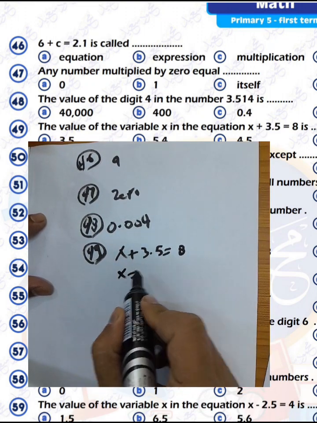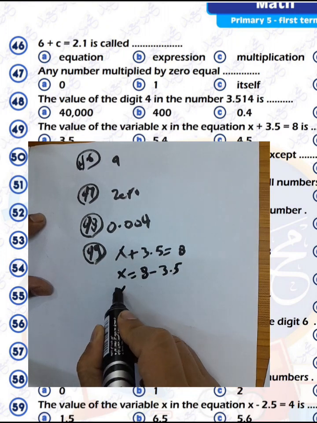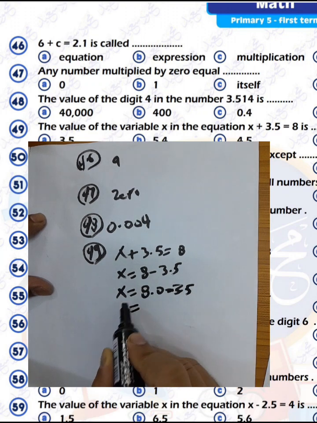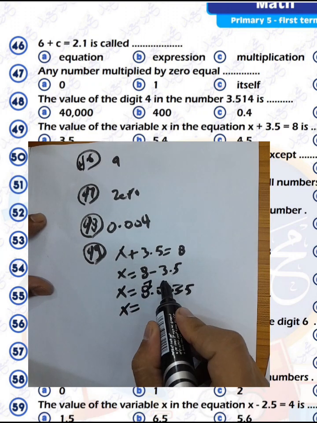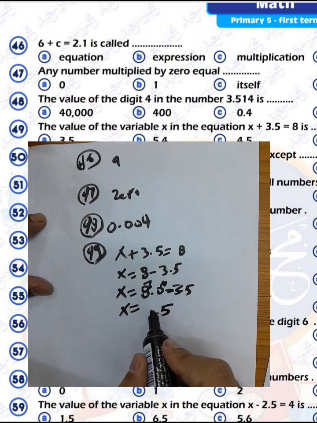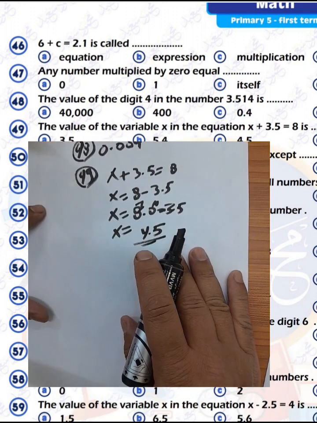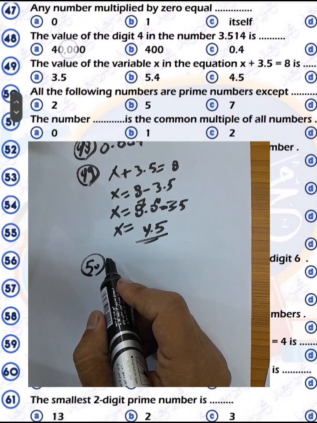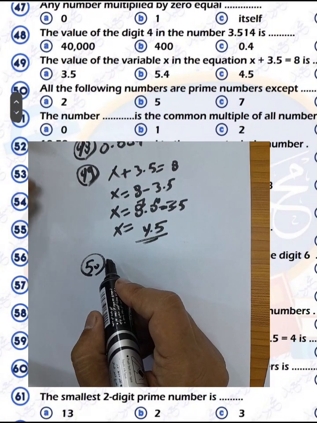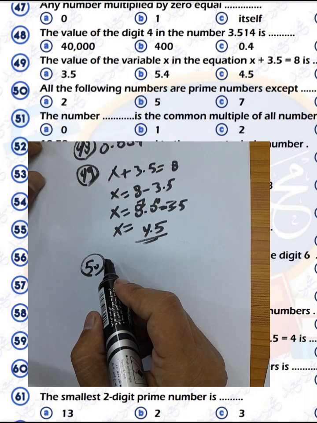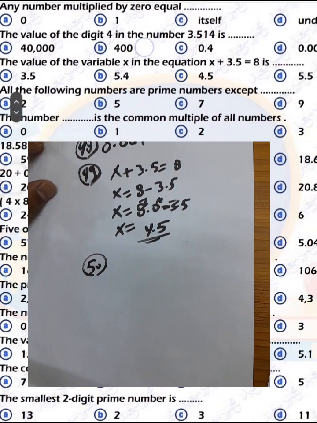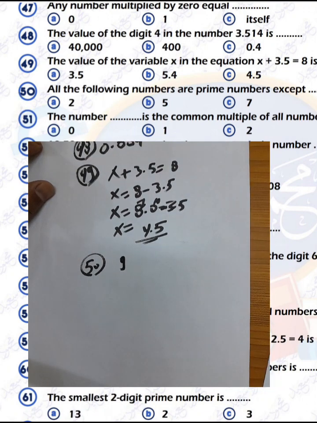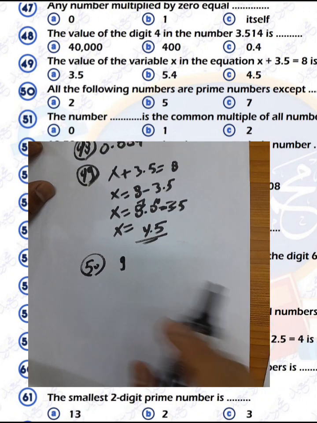Question 49, the value of the variable x in the equation x plus 3.5 equals 8. We can find the value of x by the difference between two numbers. Subtract between them. It will be 10, and here 7. 10 minus 5 will be 5, and 7 minus 3 will be 4. It will be 4.5. Question 50. All the following numbers are prime numbers except what? Except 9, because 9 can be divided by itself, 1 and 3. We have 3 factors of 9.